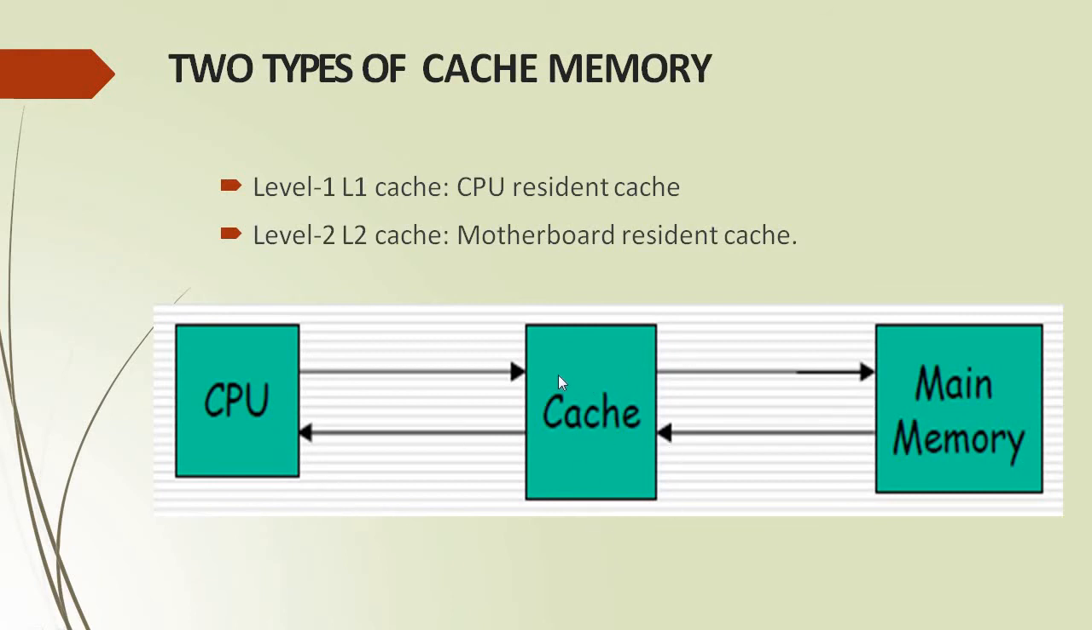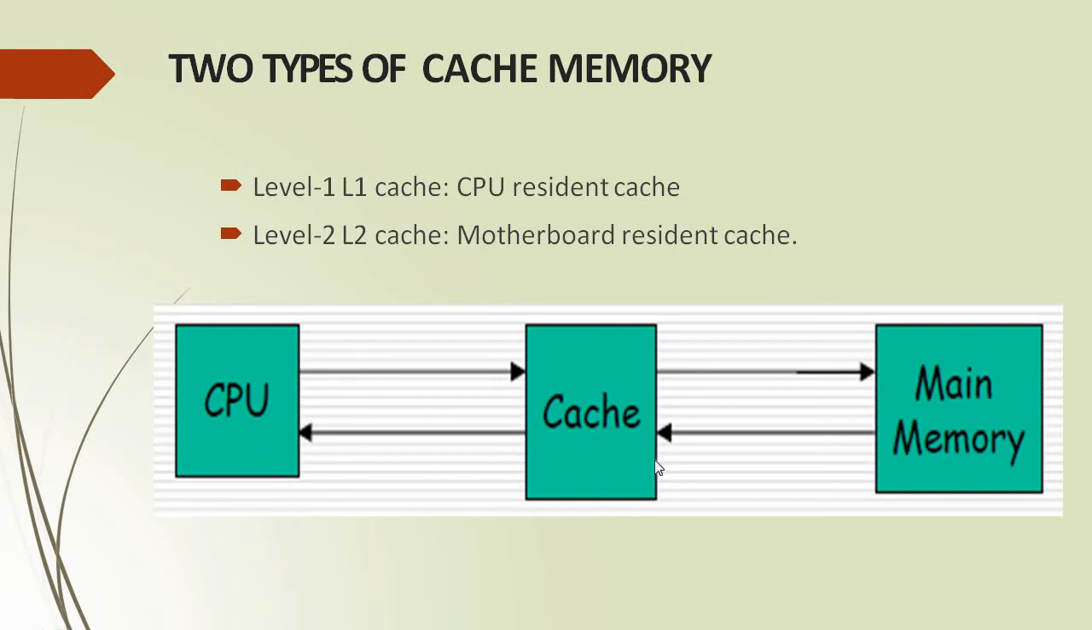Basically, cache memory is used to increase the speed of the CPU. If the CPU wants to access some data from main memory, and needs to access it again and again, that particular data is stored inside the cache. So the CPU can directly access that information from the cache instead of main memory. So it can increase the speed of the CPU.